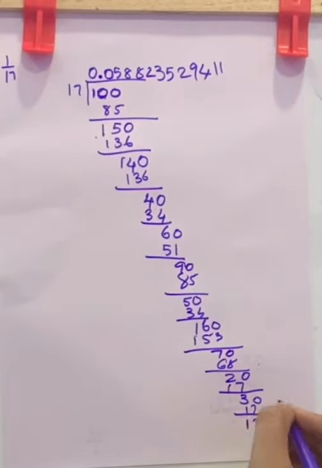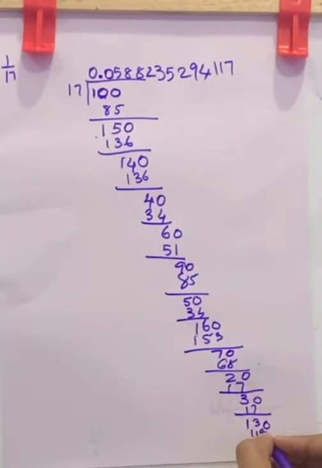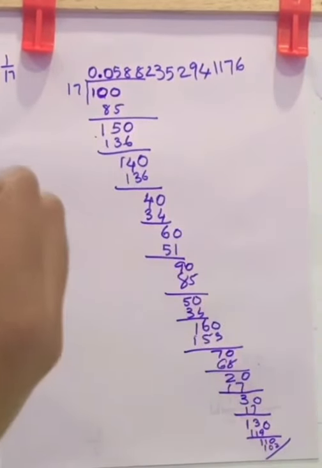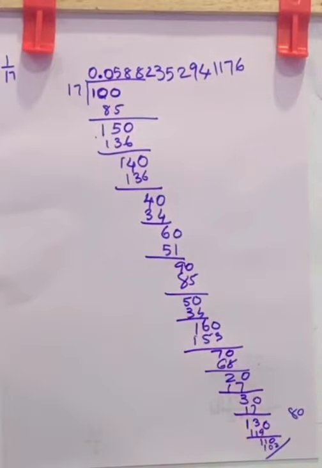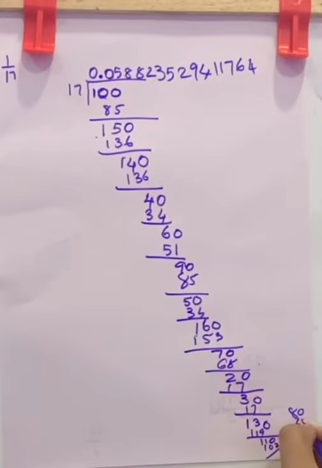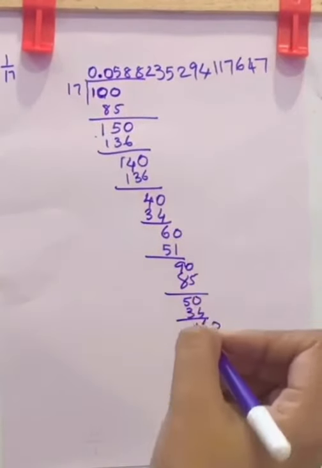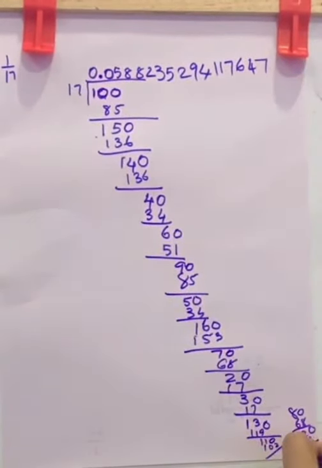130. Now in 130, 7 times, that is 119. Balance is 11. 110. In 110, 6 times, 102. Balance is 8. 80. And in 80, it is 4 times, 68. Balance is 12. This becomes 120. 7 times, that is 119. Balance is 10.